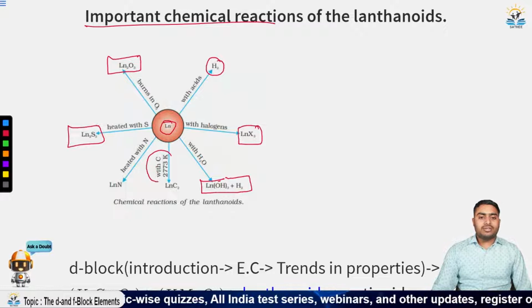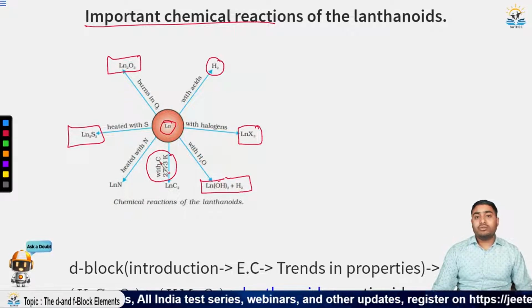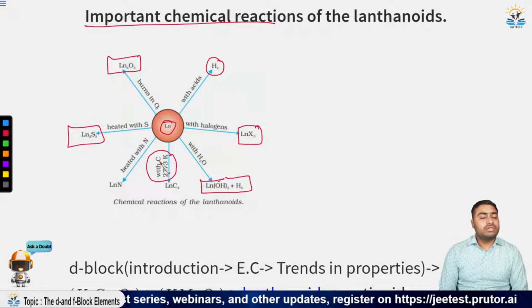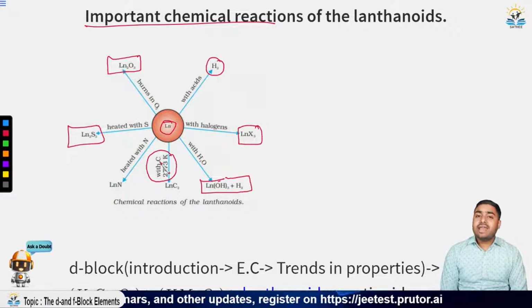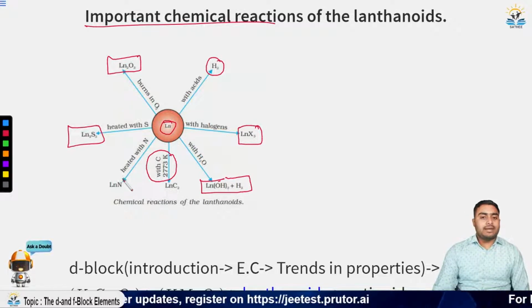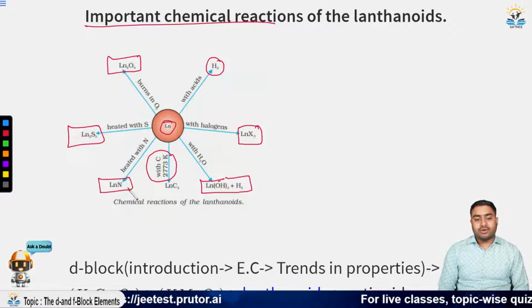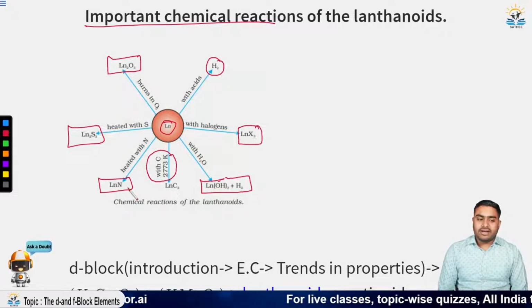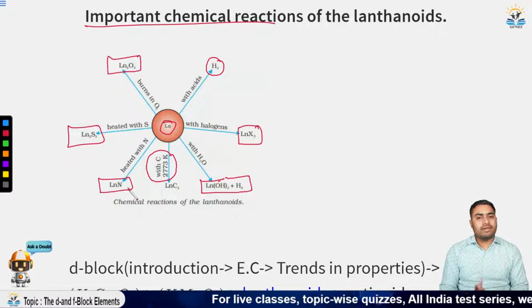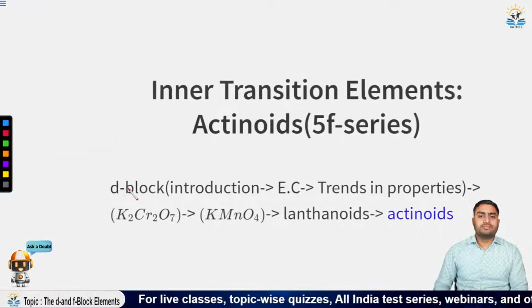With carbon at 2773 Kelvin, you can see the temperature, high temperature 2773 Kelvin, you will get LnC2 type, carbide type. When heated with nitrogen, you will get LnN, which is lanthanoid nitride. These are the common chemical reactions of lanthanoids that you can see.